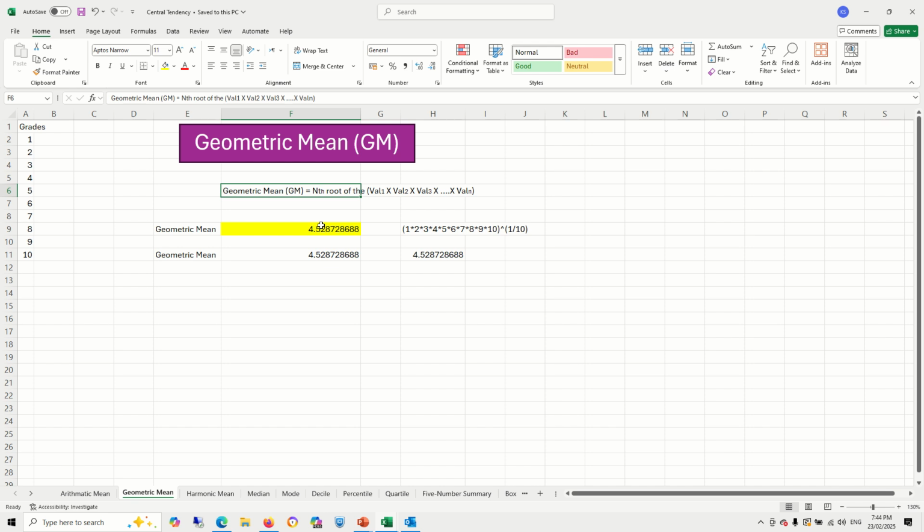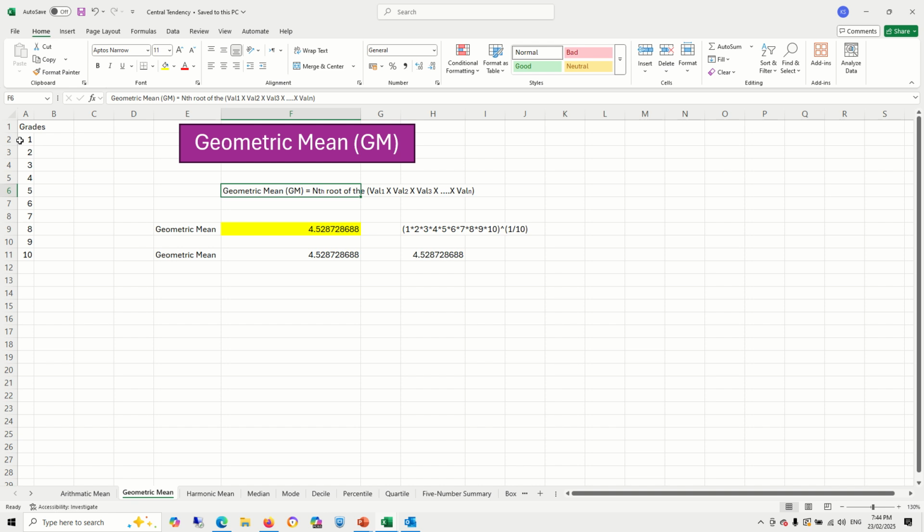If you take the nth root of the 10 values multiplied by each other, that means when you multiply values by each other, you simply take them to the power of what? To the power of 1/10. This is called the geometric mean.